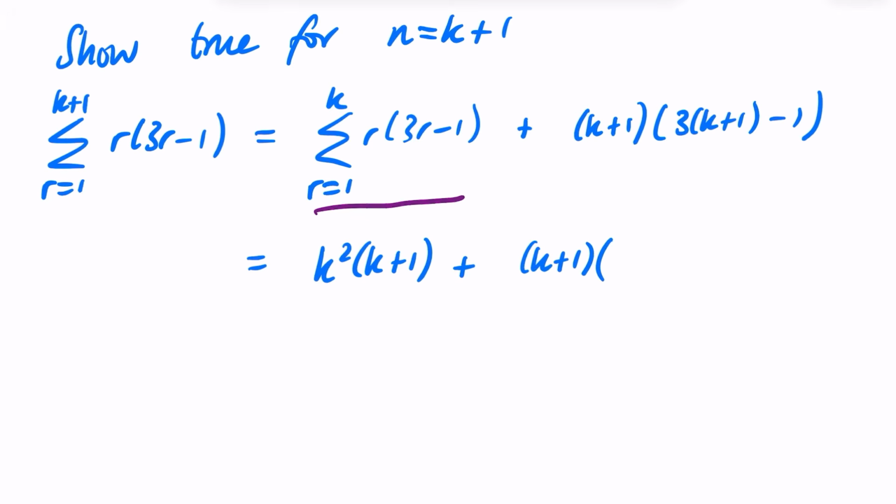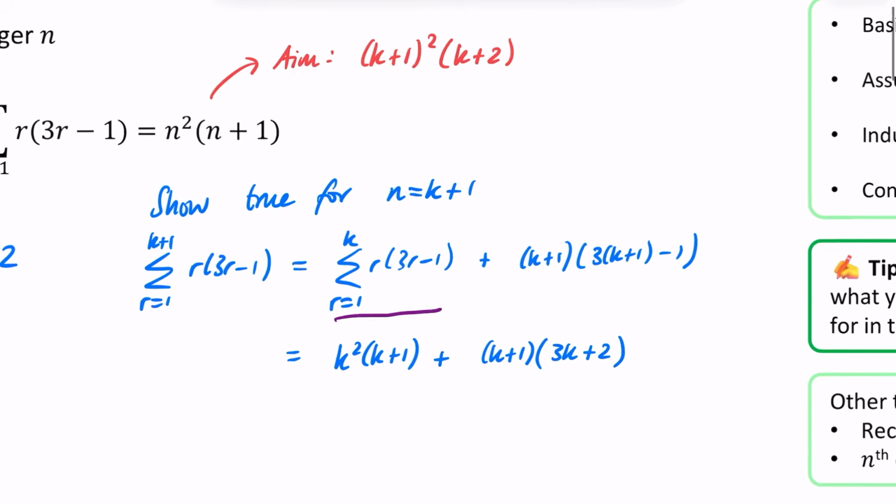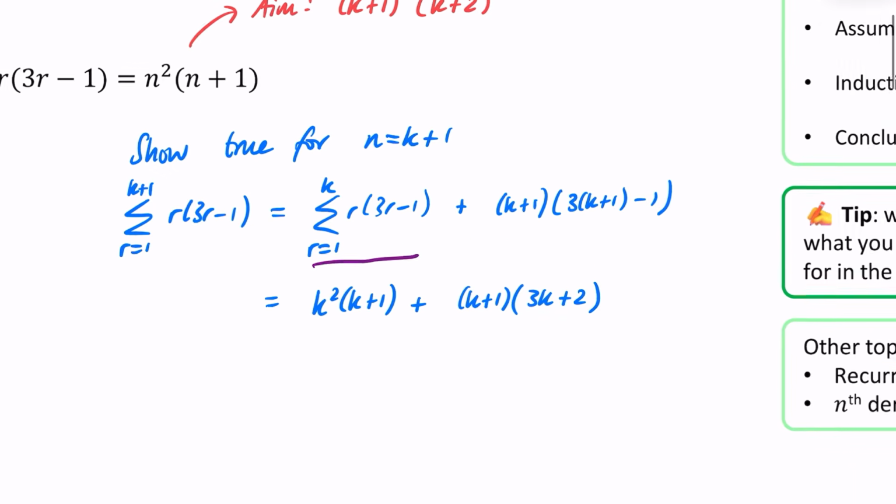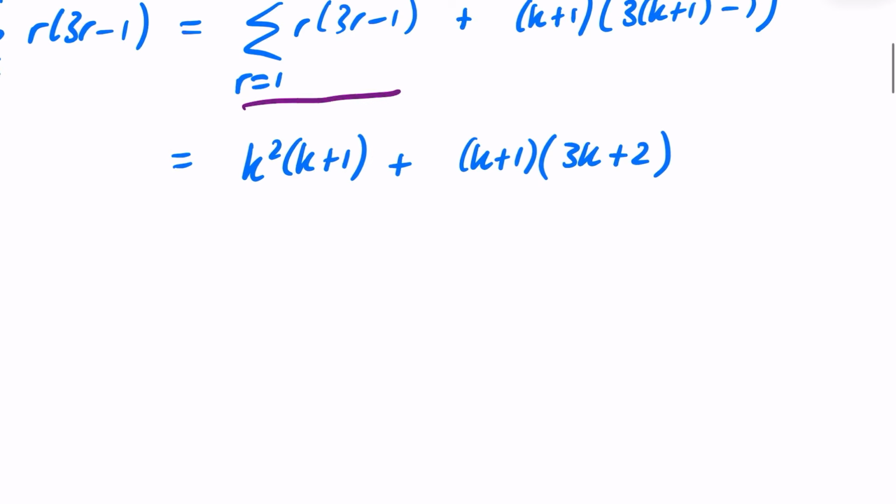And then for the next bracket, there is a 3k plus 3. So it's a 3k plus 3 minus 1. So it's a 3k plus 2. Now, given the thing that I'm aiming for has got this k plus 1 as a factor, and there's a k plus 1 and a k plus 1 here, much like chapter 3 series, we're not going to expand everything. We're actually just going to factorize out a k plus 1 to begin with. It should make the maths a lot neater.